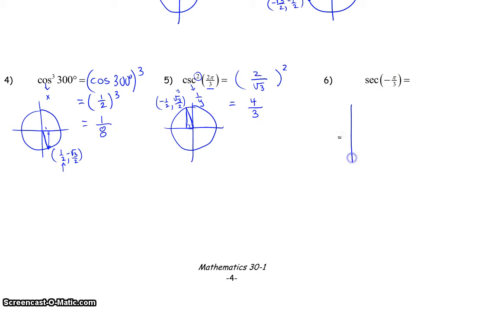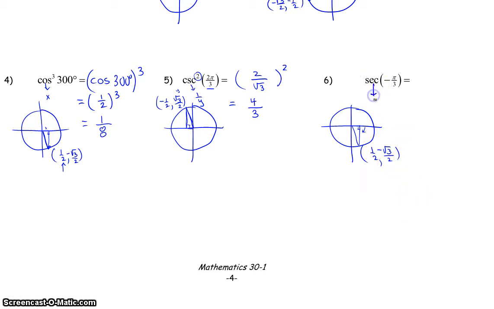Secant of negative pi over 3, sorry. Okay, negative angle, rotating this way. A third of a pi would land us just shy of a half, which would be there. That way we can tell it's a big little triangle. So the little side is 1/2, that's the x side. The y is big, root 3 over 2. We went right, positive x, down, negative y.